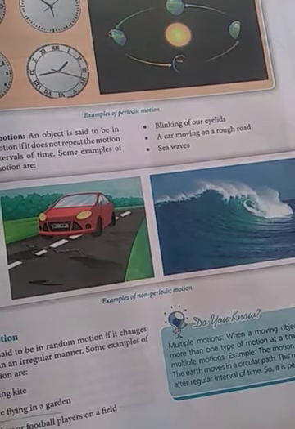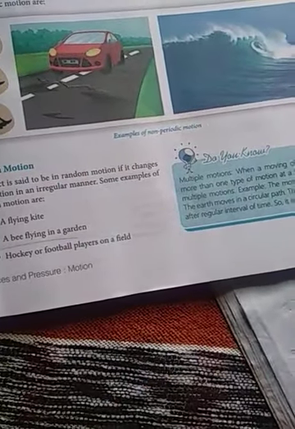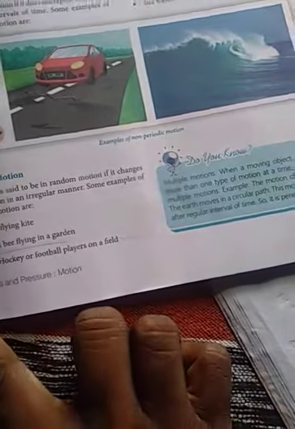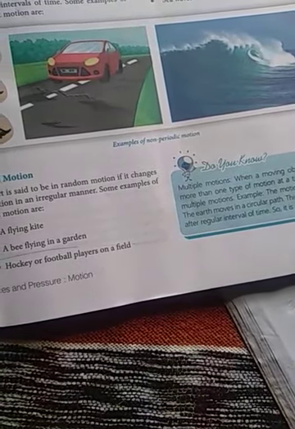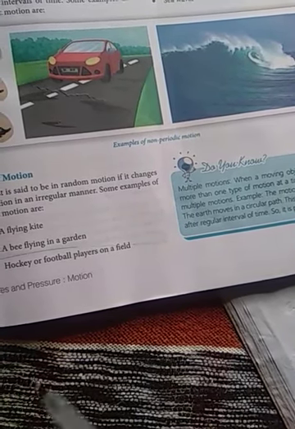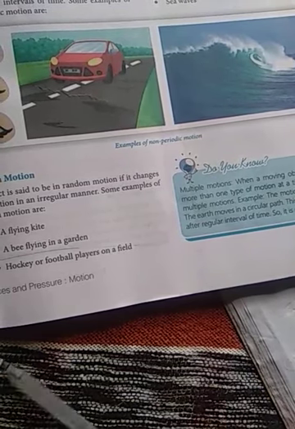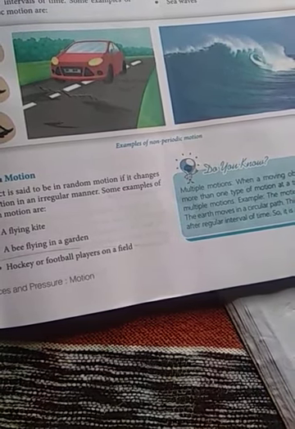Sea waves, motion of sea waves. Now random motion. An object is said to be in random motion if it changes its direction in a regular and irregular manner. Some example: flying kite. A flying kite changes in direction randomly, so the motion of the flying kite is random motion.